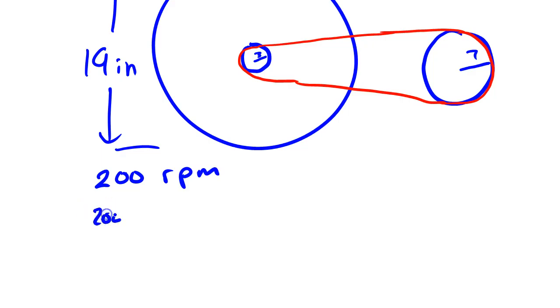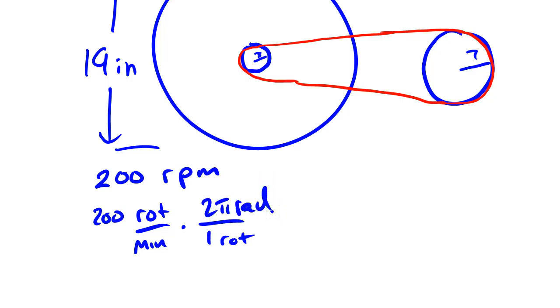So I've got 200 rotations per minute, and now I have to multiply by an exchange rate. How many radians are in a rotation? Well, one rotation is worth 2 pi radians. I set it up like this so that the rotations cancel out, and I end up with radians per minute. So this is now 400 pi radians per minute.